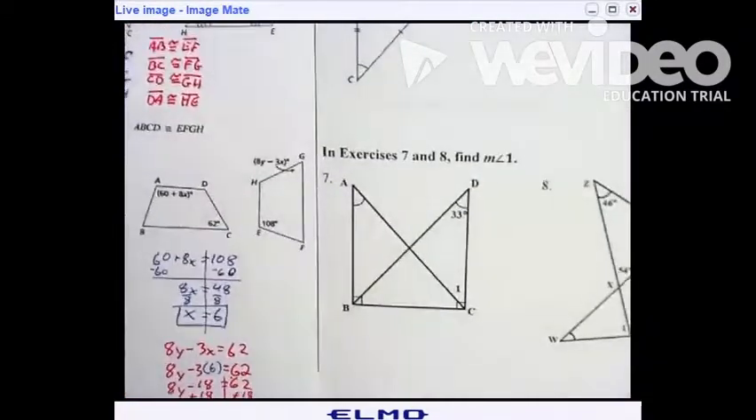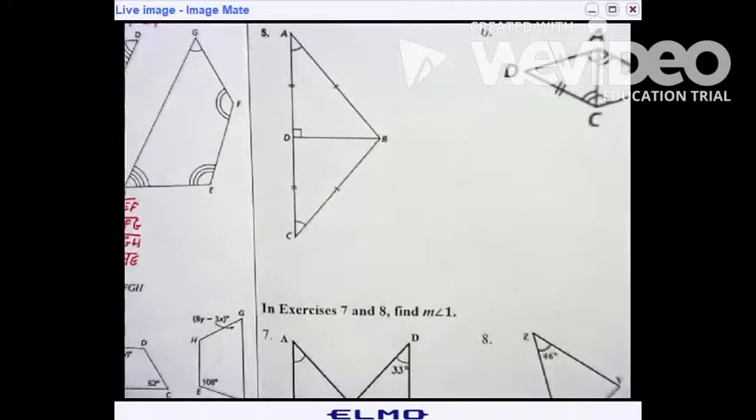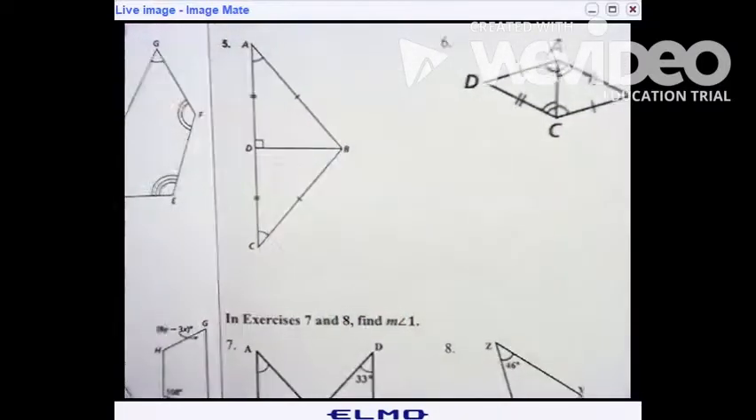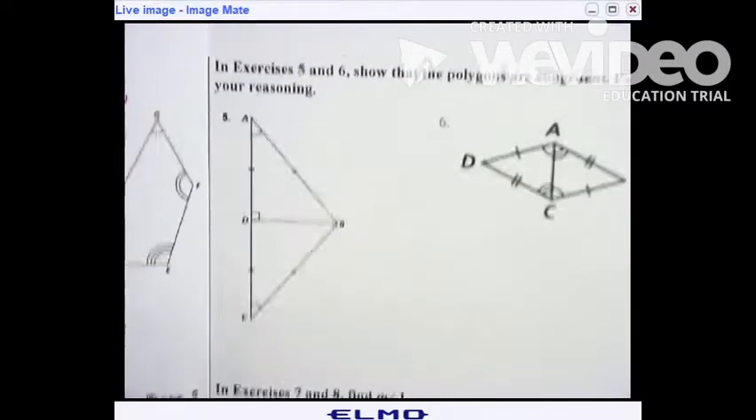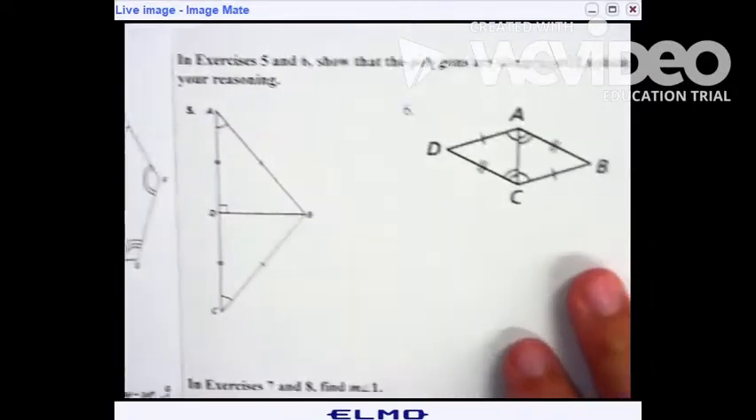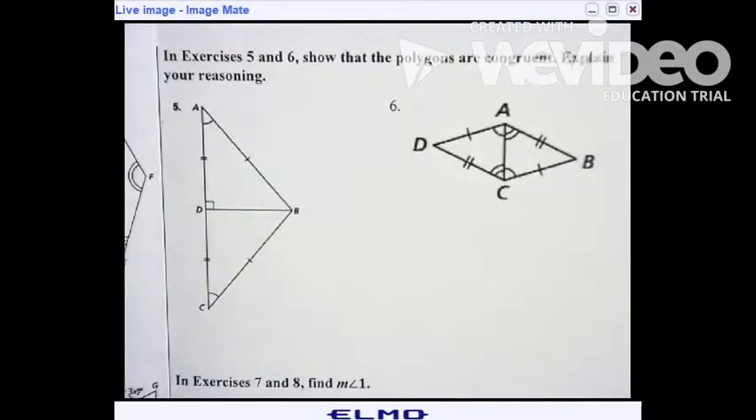Number 5, where'd number 5 go? There it is, number 5. We need instructions. What are we doing with this? Okay, there it is. And there we go. In 5 and 6, we need to show that the two polygons are congruent and explain our reasoning. How do you know they're congruent?